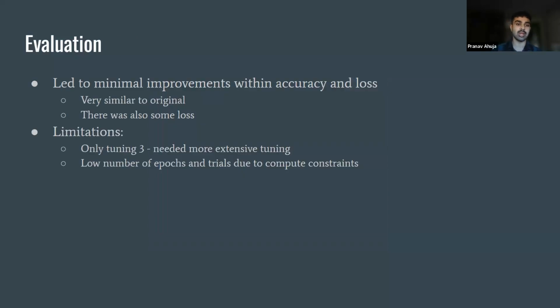Now for limitations, I had two main limitations. The first one was that I only tuned three hyperparameters. For better optimization and performance gain, I may need more extensive tuning of hyperparameters to see a better gain. Also, due to compute constraints, I had a low number of epochs and trials because the deadline was coming up and there was not much time for me to compile my code.